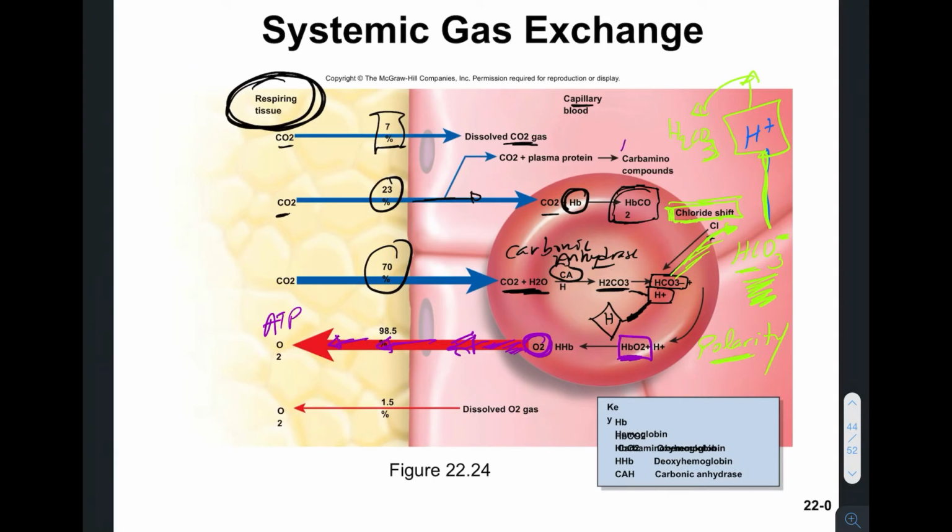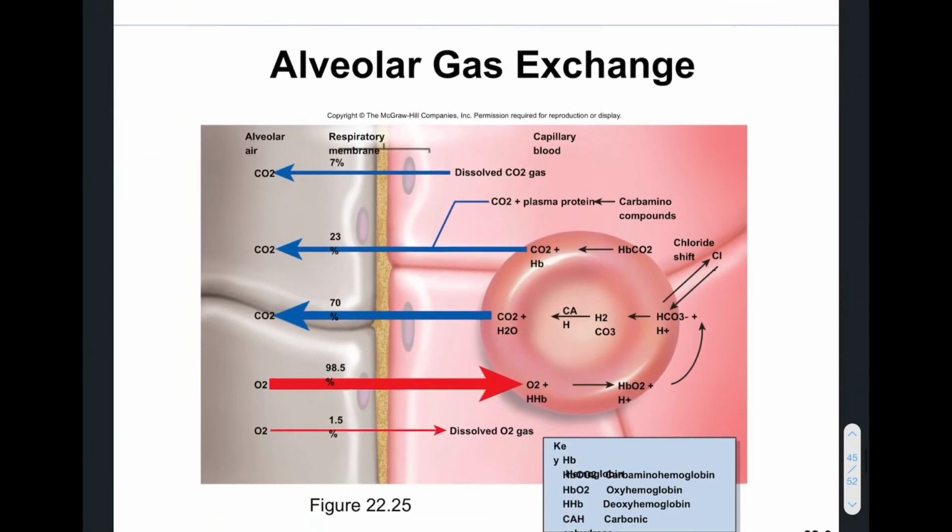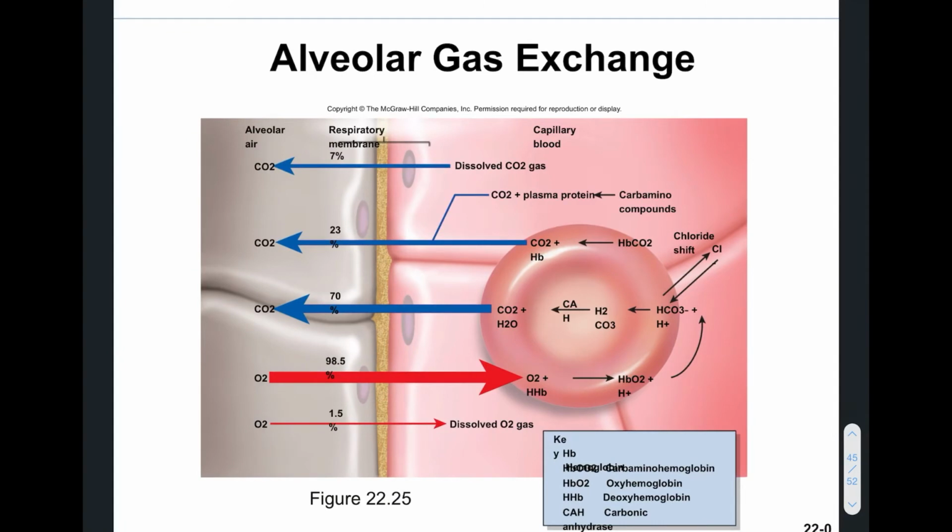Now, this RBC is going to have to cruise all the way to the lungs, and now we have to see what happens at the alveoli. So at the alveoli, this same red blood cell arrives, and we basically have to reverse the whole thing. So notice that the oxygen from the alveoli, in this case, is going to go into the RBC, will attach to the hemoglobin and make an oxyhemoglobin molecule for us. 98.5% is behaving like that. 1.5% is just staying dissolved as a gas.